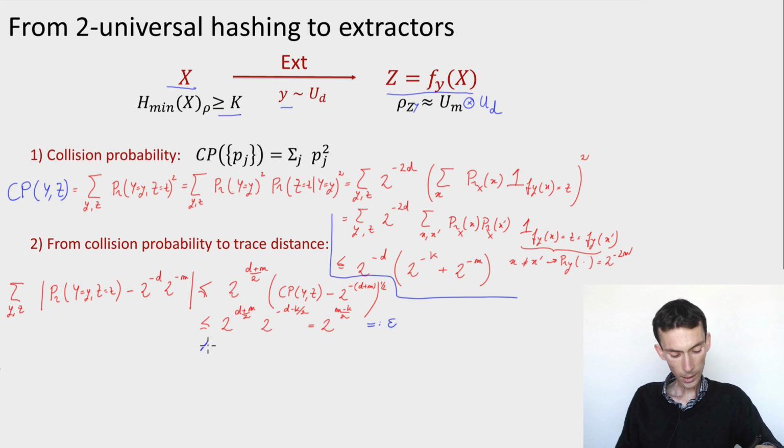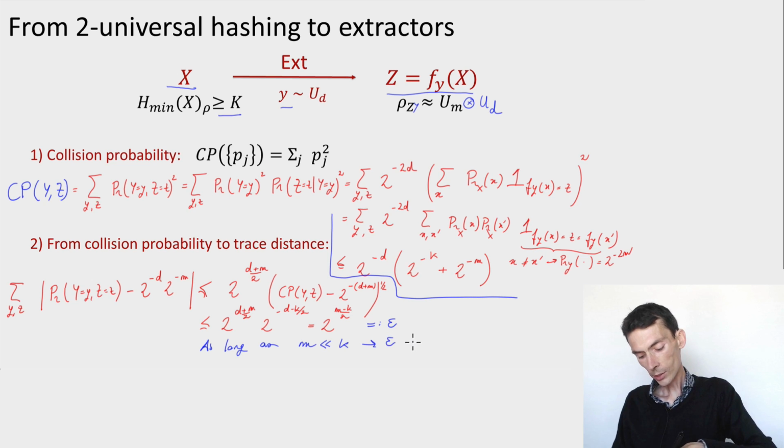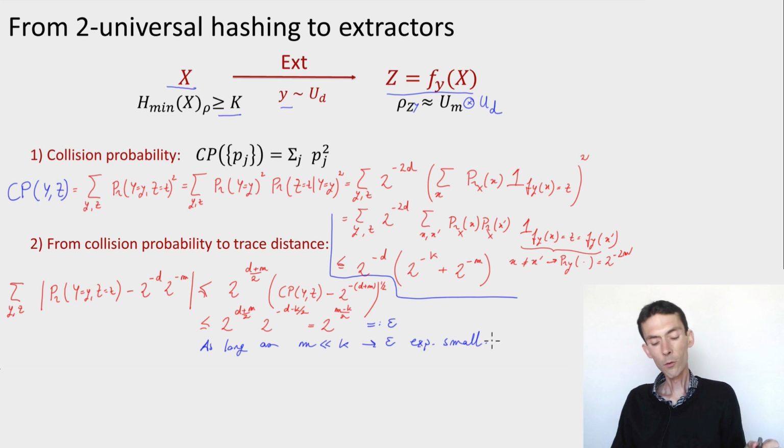So what you see is that as long as the number of output bits m is much smaller than the min entropy of the source k, we get an epsilon which is exponentially small, meaning we have a very good correctness parameter. This means that this extractor built on two-universal hashing is actually pretty good because k is the entropy of the source. And this is saying that as long as we try to extract fewer bits than the number of unpredictable bits we had to start with, then the extractor has a low error parameter. So this is great, it's going to be very useful.